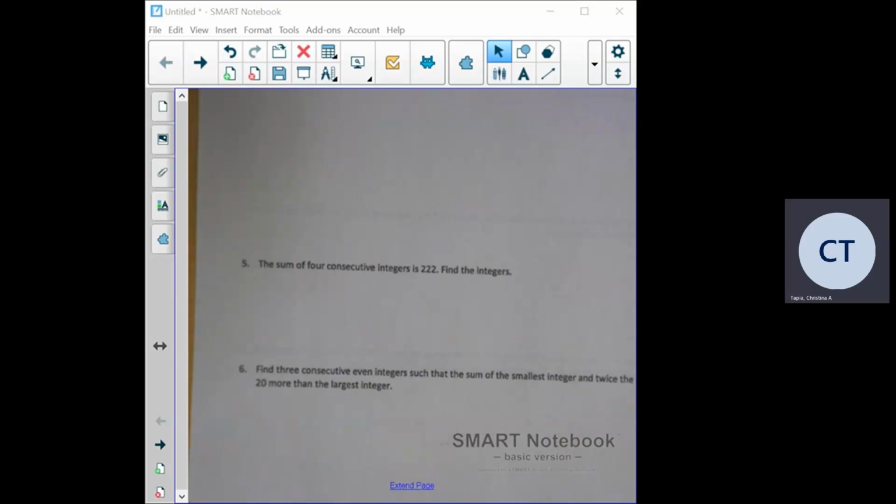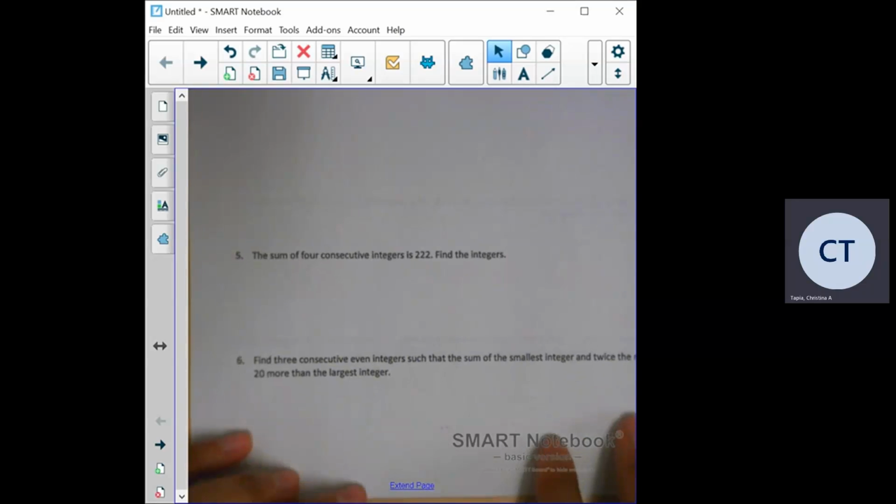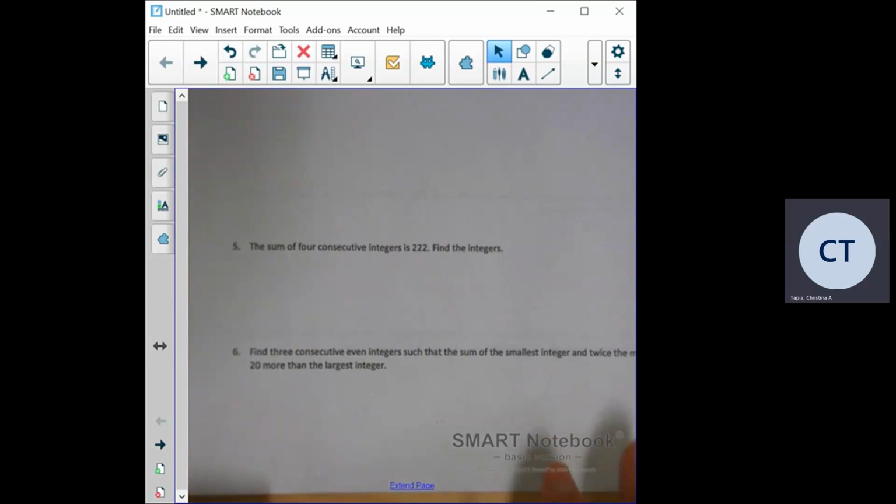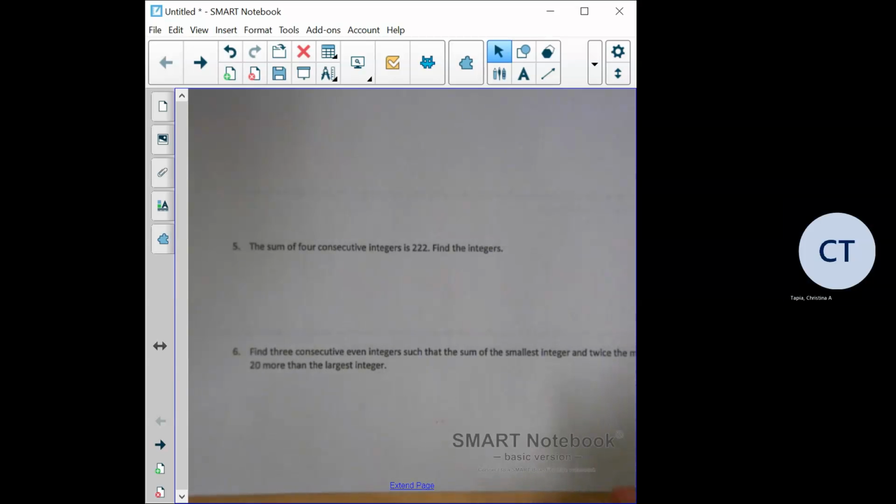So looking at question number 5, that's the next question we're going to look at. For question number 5, this says the sum of 4 consecutive integers is 222, and it asks you to find the integers. So when we're finding integers for this, we're going to have to figure out first, what are the integers we're going to look at? Okay, so when it says consecutive, what does consecutive mean? Right after. So it's like 2, 3, and 4. Those are numbers that are consecutive. It's one after the other.